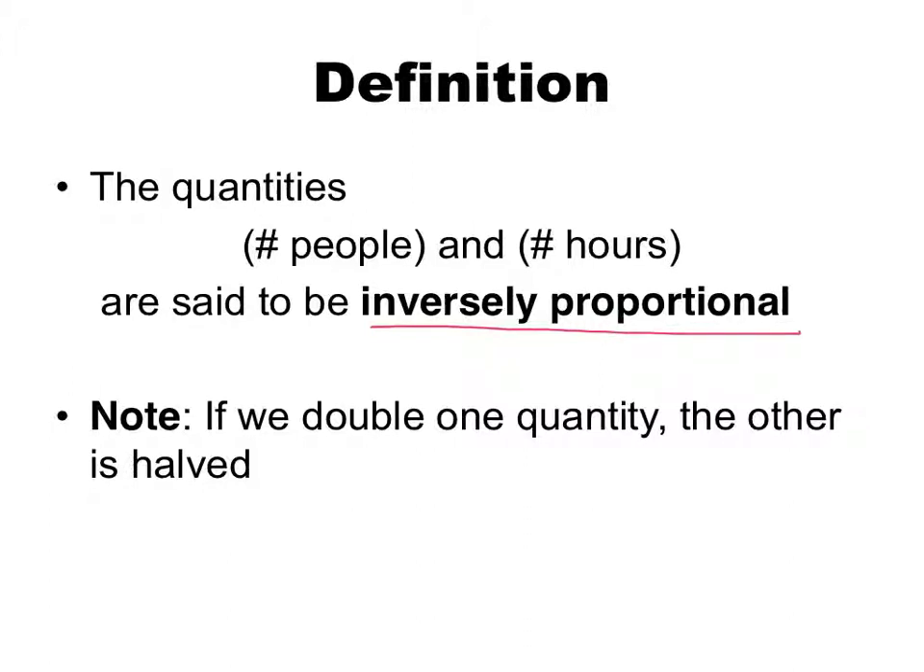And what this means in a practical sense is that if we double one quantity, the other quantity is halved. It's not doubled, it's cut in half. So we've got these two types of relationships here. We've got a directly proportional and an inversely proportional. The difference between the two is what happens if you double one quantity. In a directly proportional relationship, you double one quantity, the other one also doubles. In an inversely proportional relationship, if we double one quantity, the other quantity is halved.